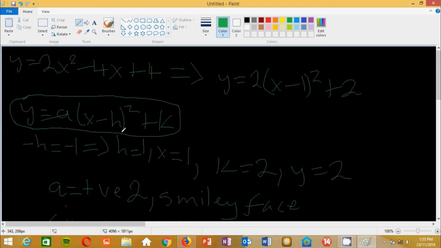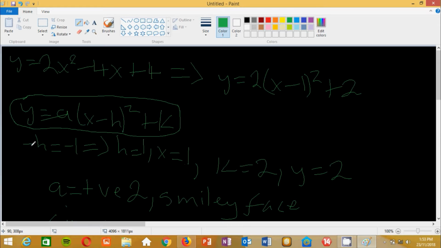So we're going to say this negative h is equal to negative 1. Negative h is equal to negative 1 implies that h is equal to 1 when you divide both sides by negative 1. So h is equal to 1. So if h is 1, the x-coordinate of your turning point is going to be 1.